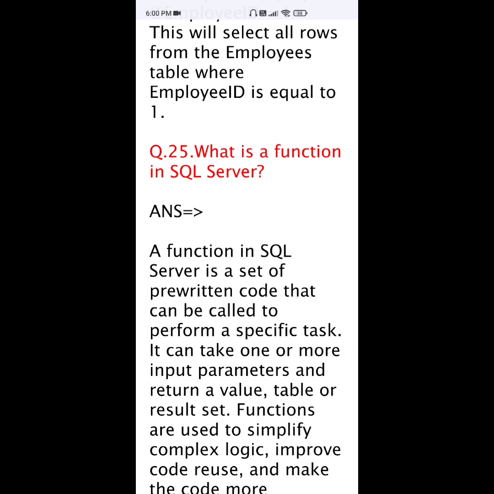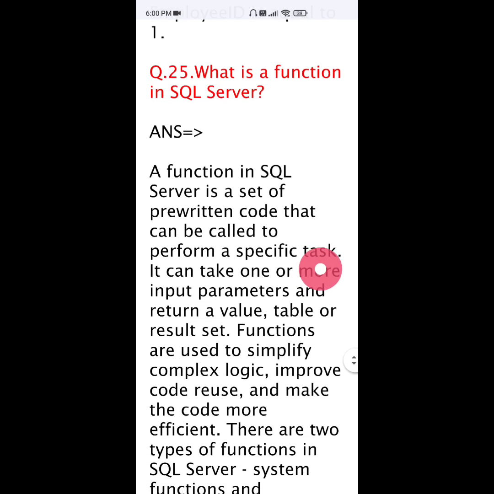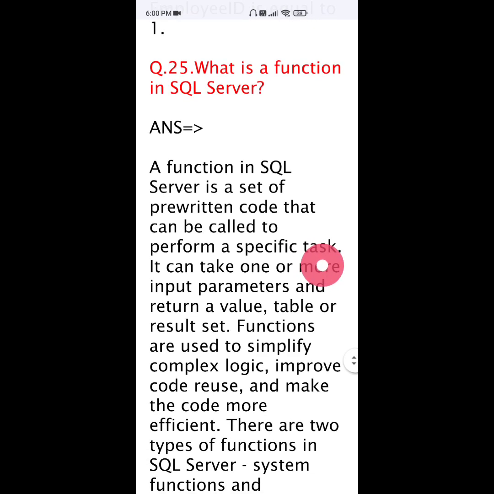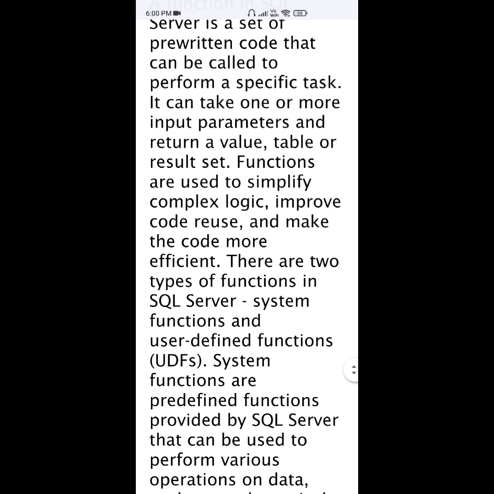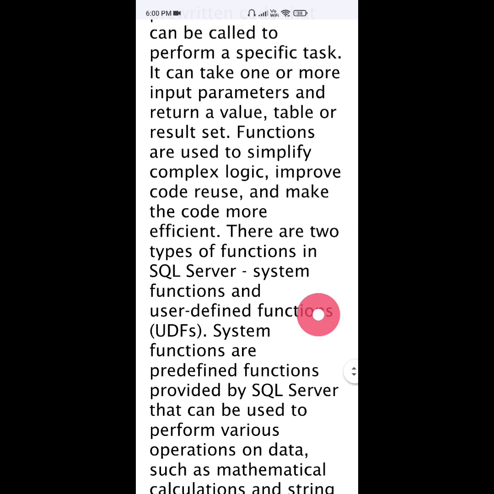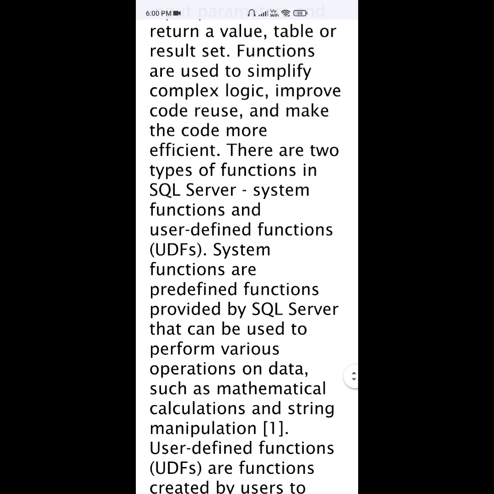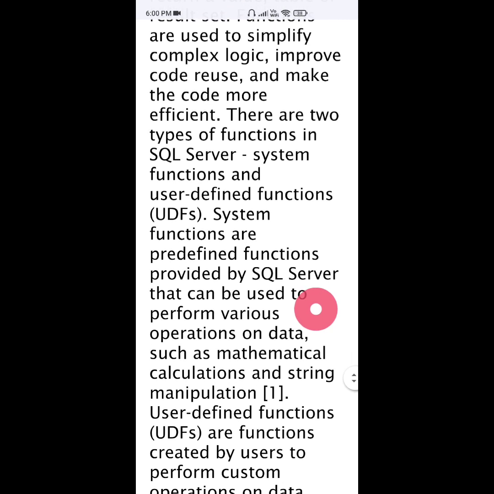So question number 25, what is a function in SQL Server? A function in SQL Server is a set of pre-written code that can be called to perform a specific task. It can take one or more input parameters and return a value, table or result set. Functions are used to simplify complex logic, improve code reuse, and make the code more efficient. There are two types of functions in SQL Server: system functions and user-defined functions.